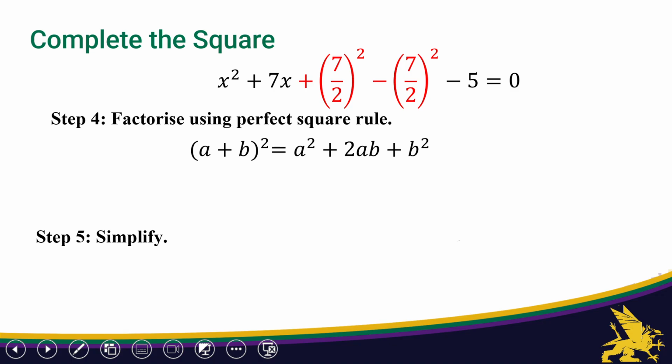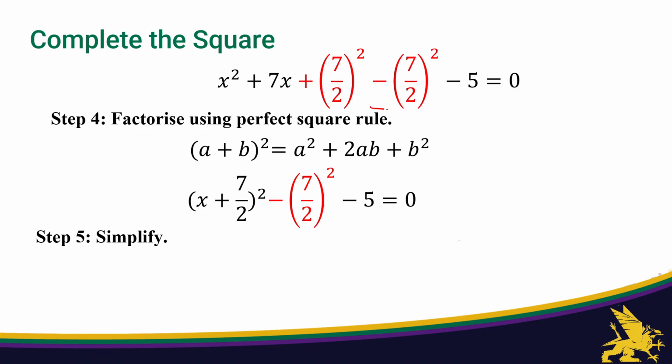The final step here is we are then going to use this perfect square rule and plug in our values. So we know a is x and we know b is 7 over 2. So I'm just going to plug that in, and then what's left over is this part over here. Take away (7 over 2) squared, take away 5.